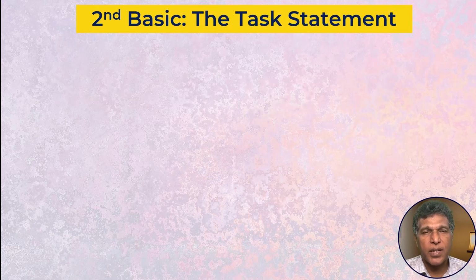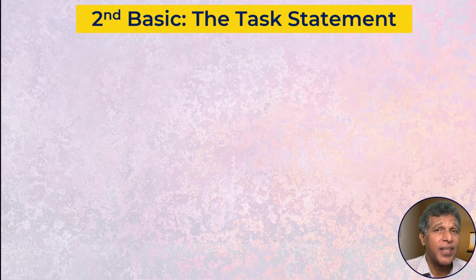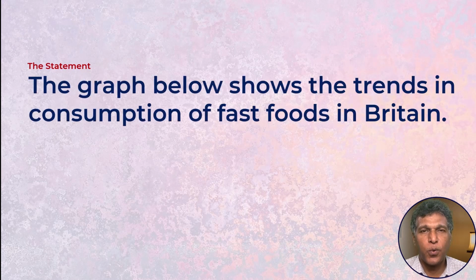The second basic is the task statement. Most IELTS students lose marks here, not because of grammar, but because they ignore the task statement. Don't be one of them. Let's break it down. The first important thing is the statement. Here it says, the graph below shows the trends in consumption of fast food in Britain.